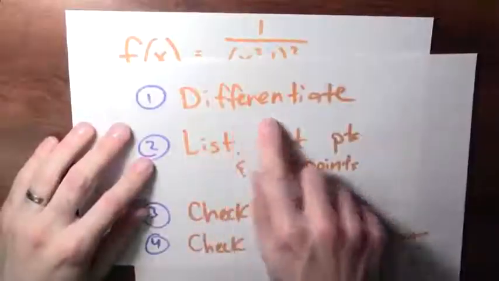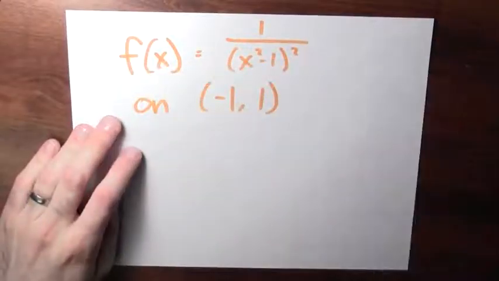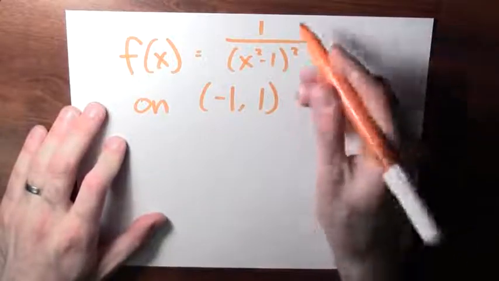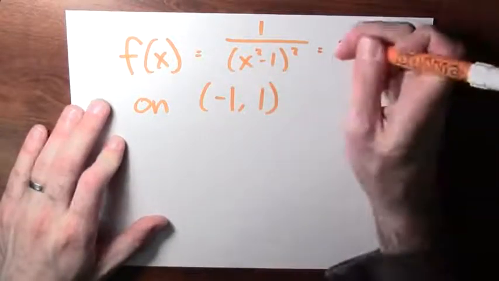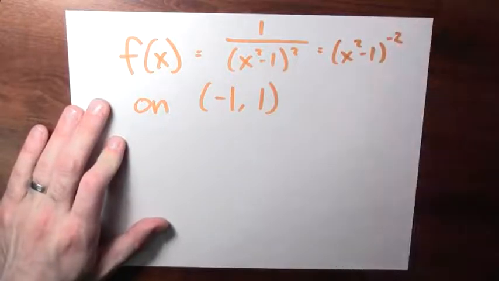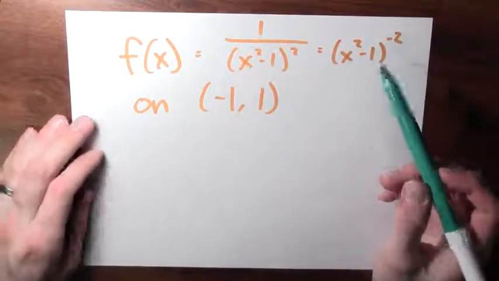And now I differentiate. The first step is to differentiate this function. So before I differentiate it, I'm just going to rewrite this. Instead of 1 over (x squared minus 1) squared, I'm going to write this as (x squared minus 1) to the negative second power. It's going to make it a little bit easier for me to think about the derivative.